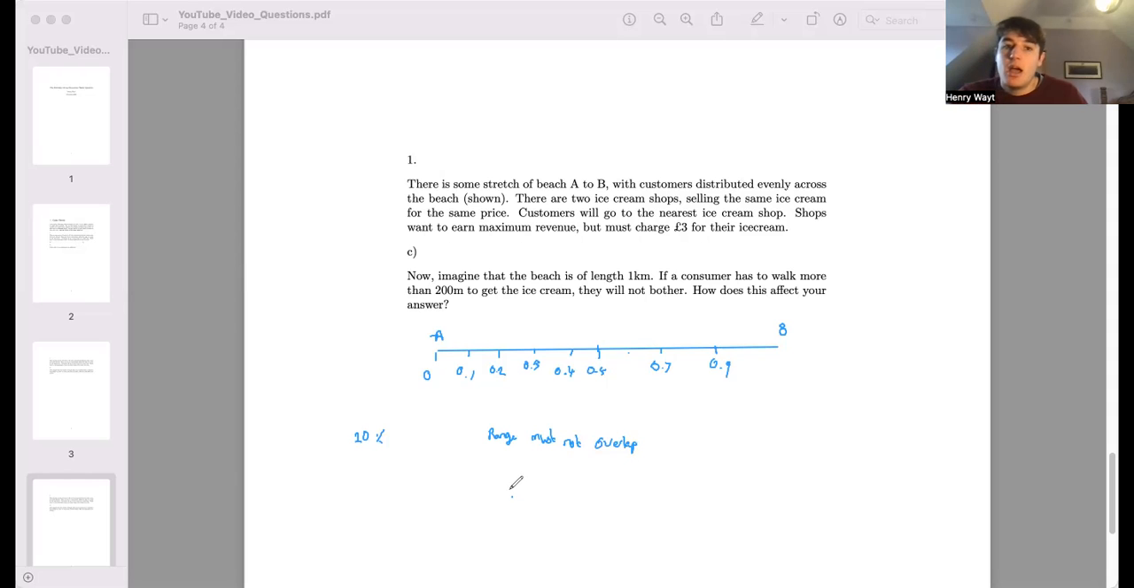And we know that they must be between 0.2 and 0.8. This is just because if you're at 0.1, say, you're only going to get 30% of the market, from 0 to 0.3. So any position where their ranges don't overlap, i.e., they're more than 0.4 away from each other, and they're between 0.2 and 0.8 is an equilibrium. So for instance, 0.2 and 0.6 is an equilibrium, 0.2 and 0.7 is an equilibrium, 0.3, 0.8 is an equilibrium, and so on and so forth.